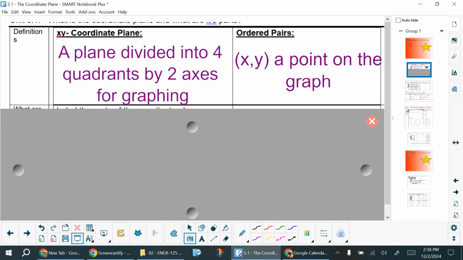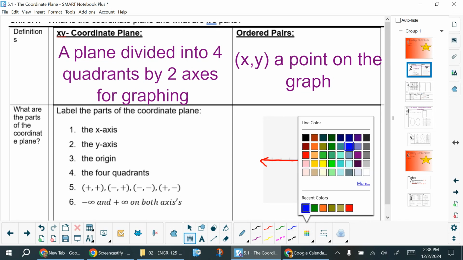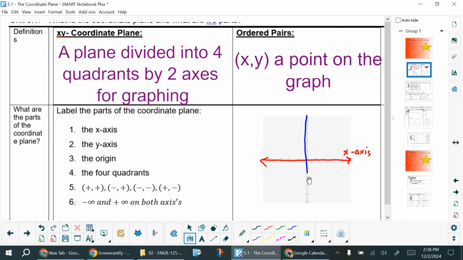Up next, we're going to talk about the different pieces of our graph. When we talk about the two axes that divide our graph, that's the x-axis and the y-axis. If we start here, the one that goes horizontally from left to right is the x-axis. I'm going to label that. The one that goes vertically up and down, we call the y-axis. Those two give us our location. If I have an x coordinate and a y coordinate, that tells me a single location on the graph.